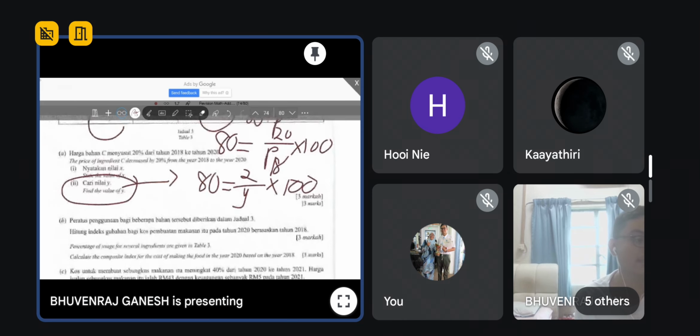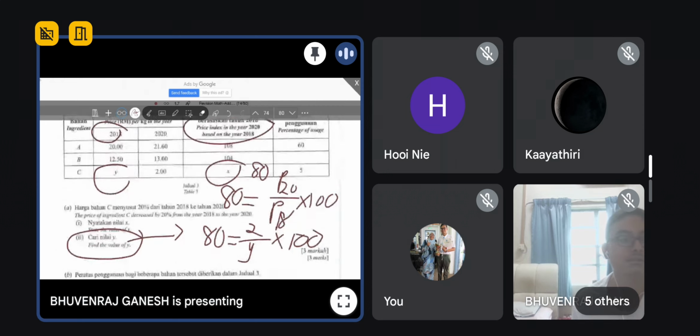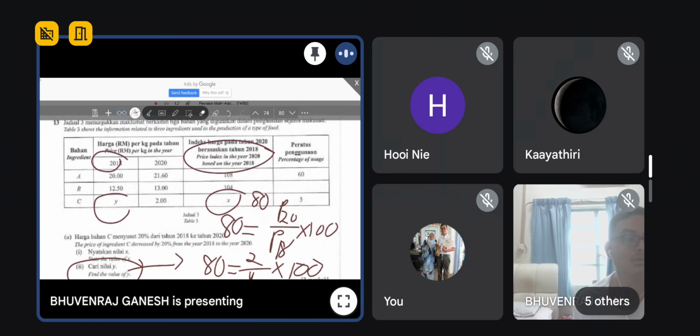Okay, and then 13B, they ask you to find the composite index. Index gubahan 2020 berdasarkan 2018. So yang ni, how do you all find guys? Composite index.